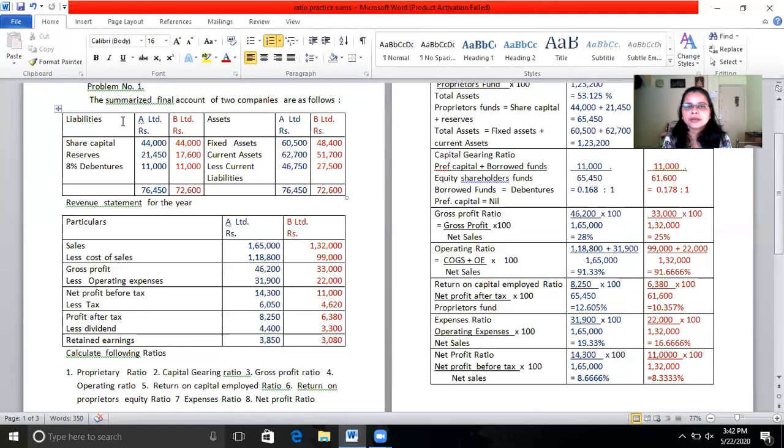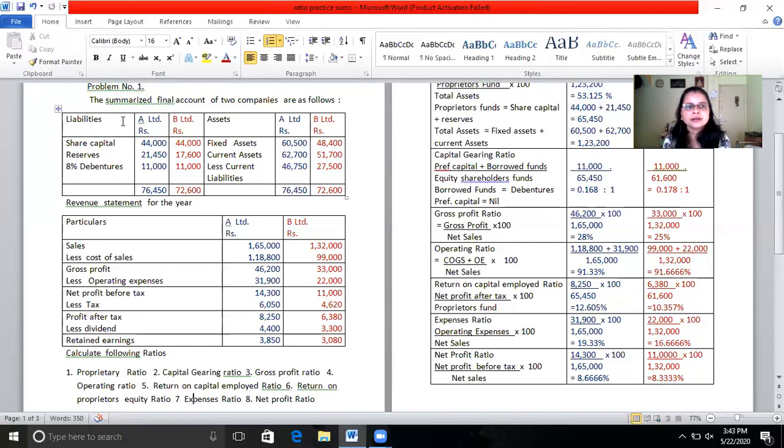Next ratio is operating ratio. The formula for operating ratio is cost of goods sold plus operating expenses upon net sales into 100. Now what will be our cost of goods sold? It is readily available in the problem. So for A Limited, cost of goods sold is 1,18,800 plus operating expenses, also readily available, 31,900 upon net sales 1,65,000, into 100. So our answer will be 91.33%.